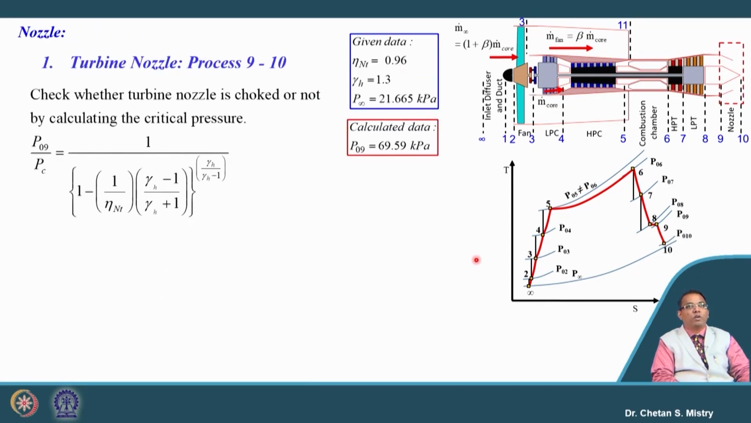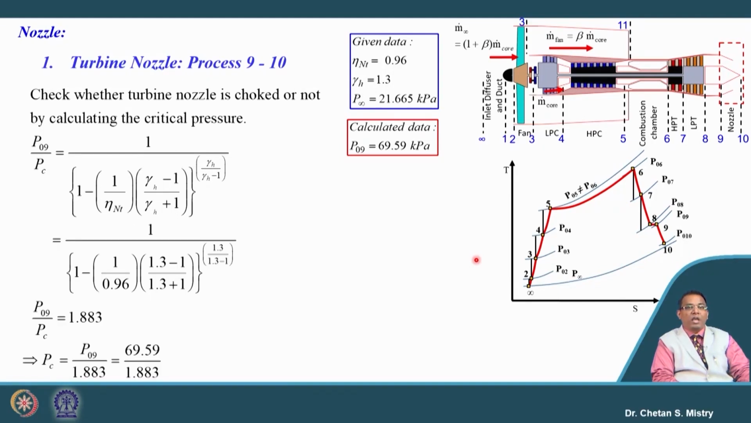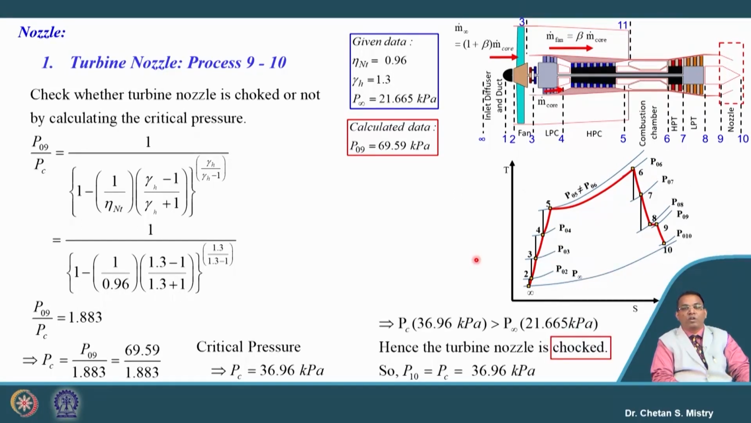Now, let us look at the next calculation for the turbine nozzle. We can write down our critical pressure ratio as P09 by Pc. Here this nozzle efficiency is 96%. My specific heat ratio is 1.3. If we put this number in and do the calculation for the critical pressure, it is coming to be 36.96 kilopascal. Okay. And if we do the comparison with our atmospheric pressure, then this is coming to be higher. That means my nozzle is working under choked condition.